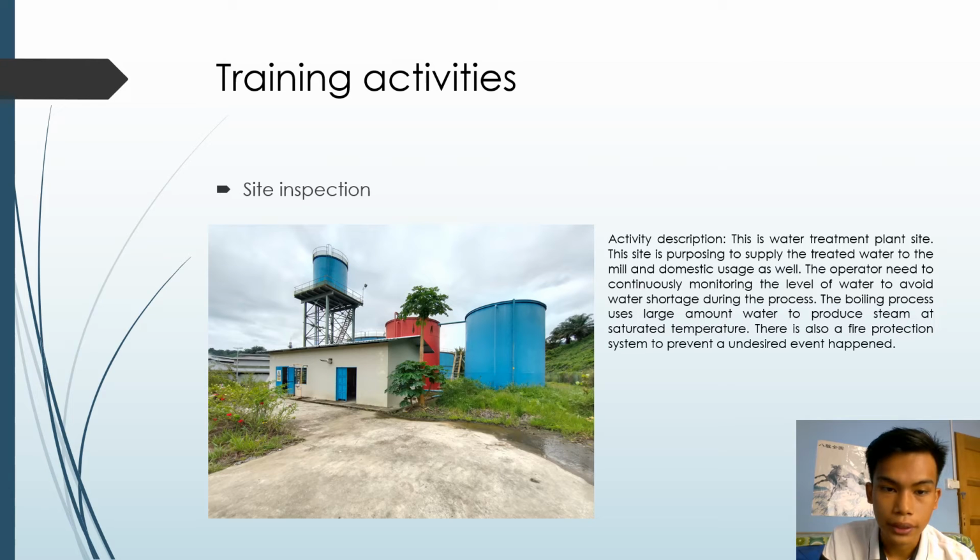Next is site inspection on the water treatment plant. So this site is proposed to supply treated water to the mill and domestic usage as well. The operator needs to continuously monitor the level of water to avoid water shortage during the process. The cooling process uses a large amount of water to produce steam at saturated temperature. There is also a fire protection system to prevent undesired events from happening.